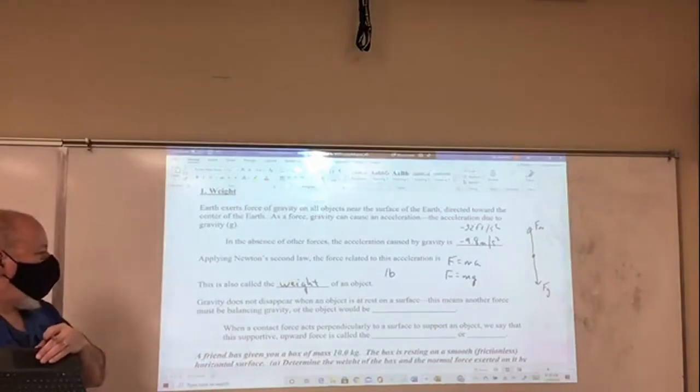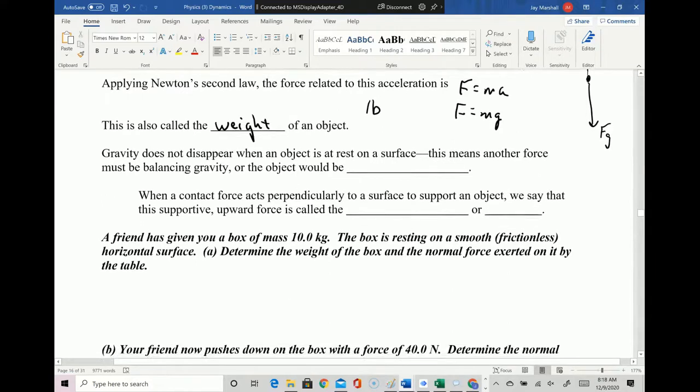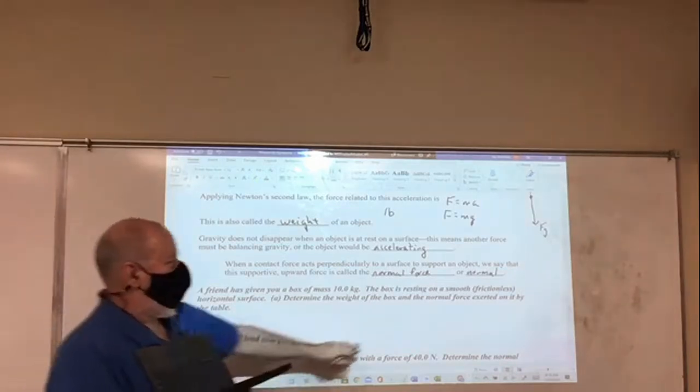So gravity doesn't disappear when an object is at rest on the surface. This means another force must be balancing the gravity, or the object would be accelerating. Not just moving, it would be accelerating. When a contact force acts perpendicularly to a surface to support an object, we say this supportive upward force is called the normal force, or just simply the normal. I might not always call it the normal force, I might just call it the normal.